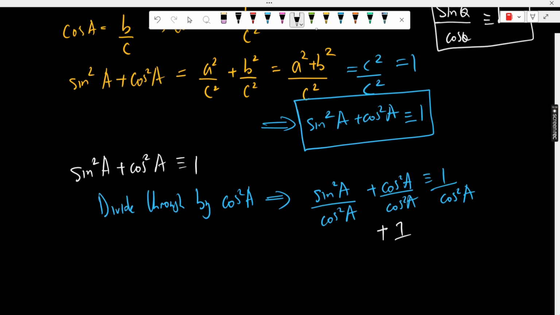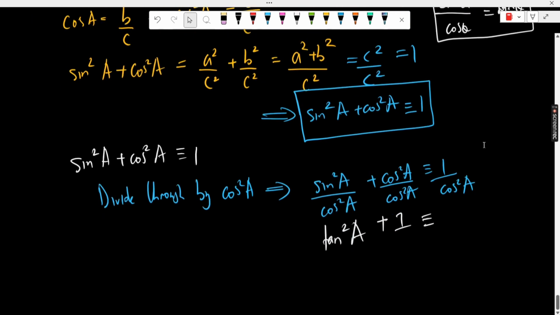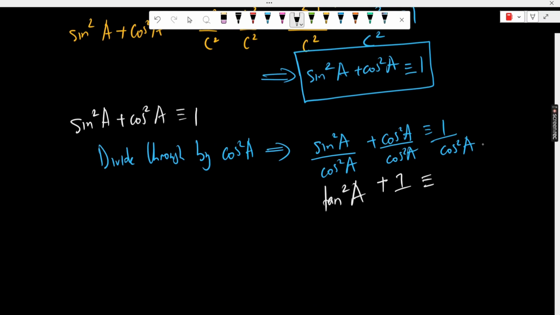Tan squared A. Right, so sine over cos gives us tan, and therefore sine squared A over cos squared A gives us tan squared A. And if you go back up to our minor trig functions, 1 over cos is equal to sec, which therefore means that 1 over cos squared A is equivalent to sec squared A. And this is another trig identity that you're always going to have to use, for those of you who decide to go on to do pure maths at sixth form level. So tan squared A plus 1 is equivalent to sec squared A.